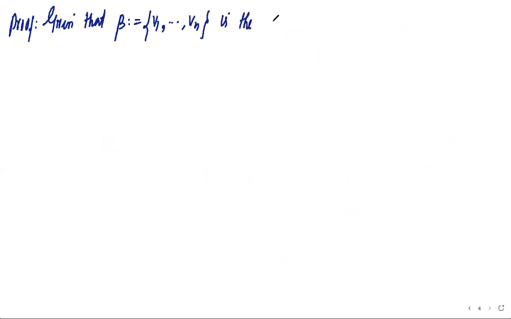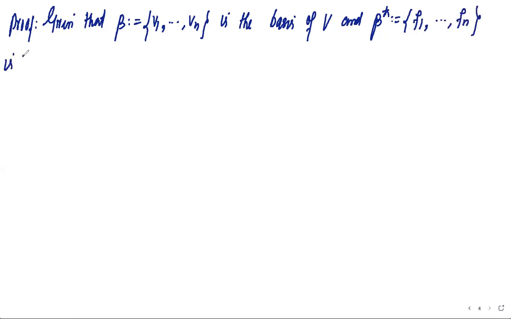So now let's do the proof. So given that, let's name it beta equal to V1 through Vn is the basis of V, and beta star equal to F1 through Fn is the dual basis of V star, is the basis of V star dual to beta.